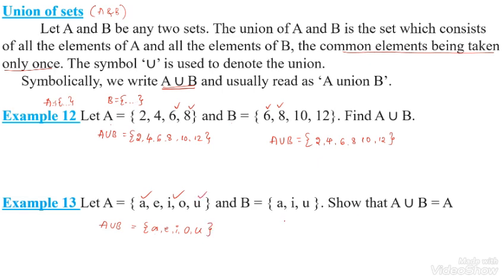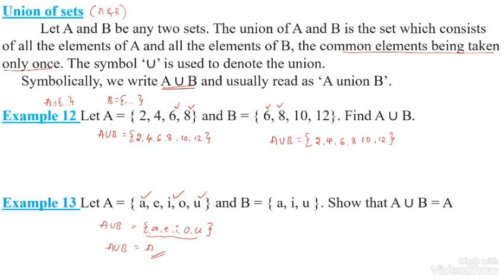Okay. Now they have given another statement here. We have to show that A union B is equal to A. Already we have the result for A union B, which is A, E, I, O, U. I will replace A, E, I, O, U by A only, because the set A contains all the elements A, E, I, O, U. That's why I replace the elements by the set. At that time, A union B is equal to A. This is the solution.